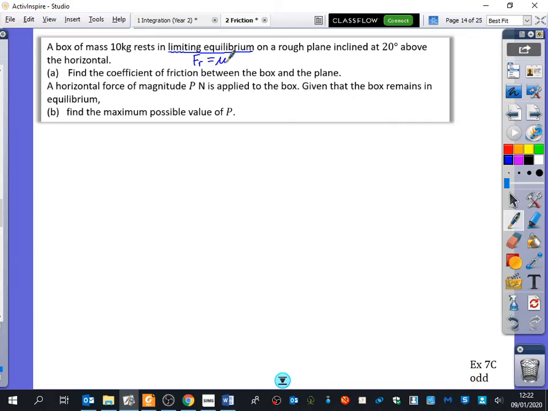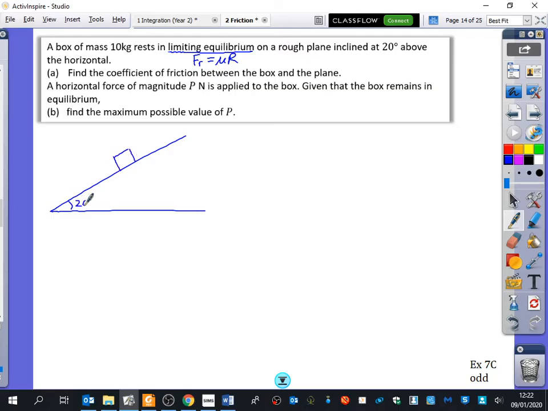It is at its maximum, so it's equal to mu r. The friction has reached its maximum. It means it's about to move, so the friction has reached that maximum value. Obviously, it's on a rough plane because we've got friction. So we can go straight into drawing our diagram now and thinking about what's going to happen.